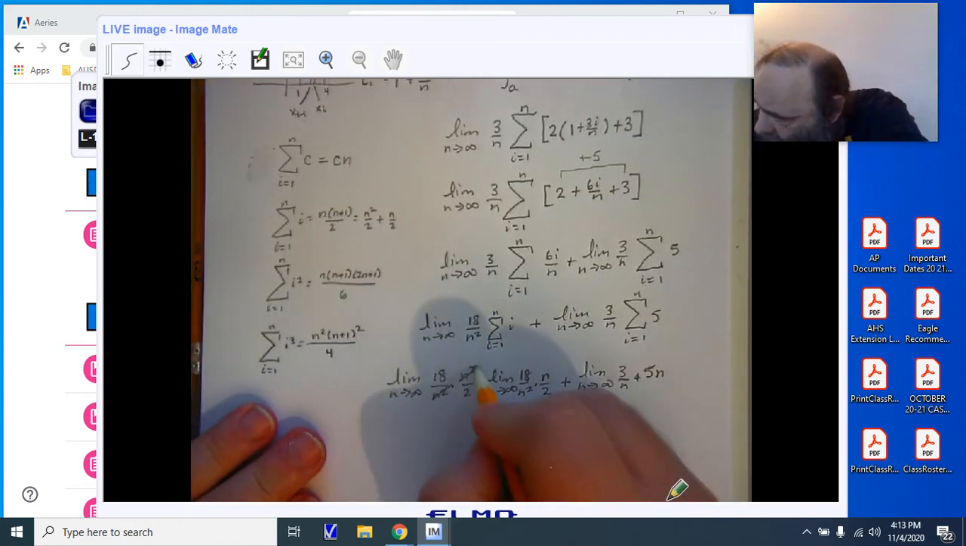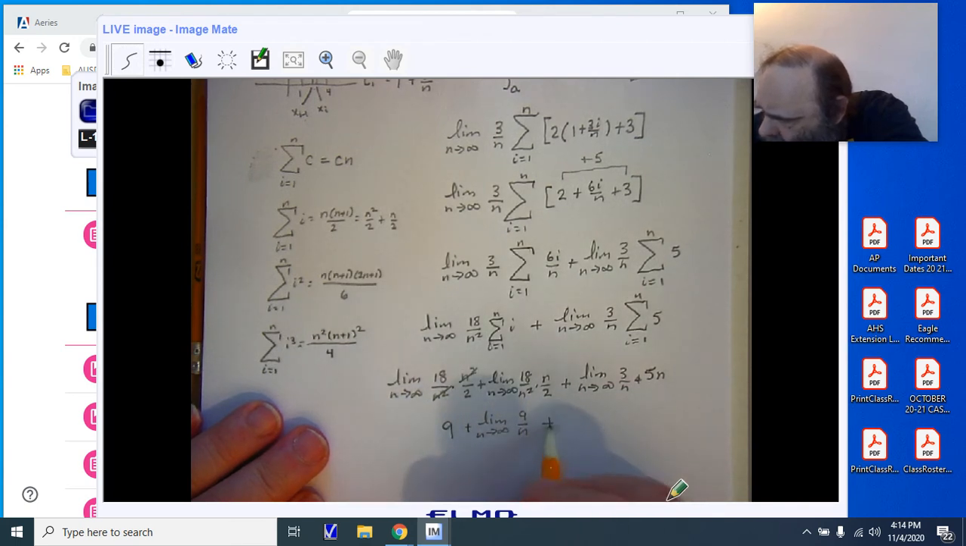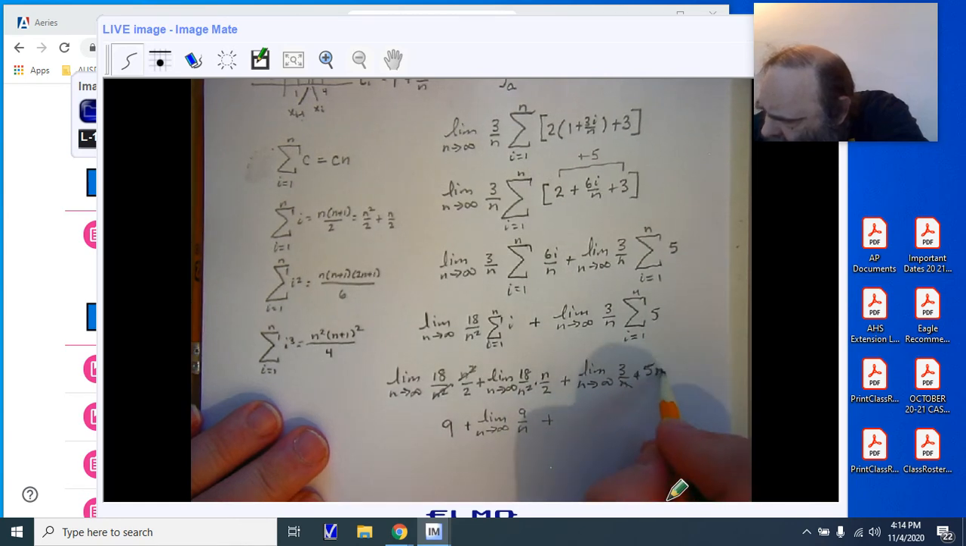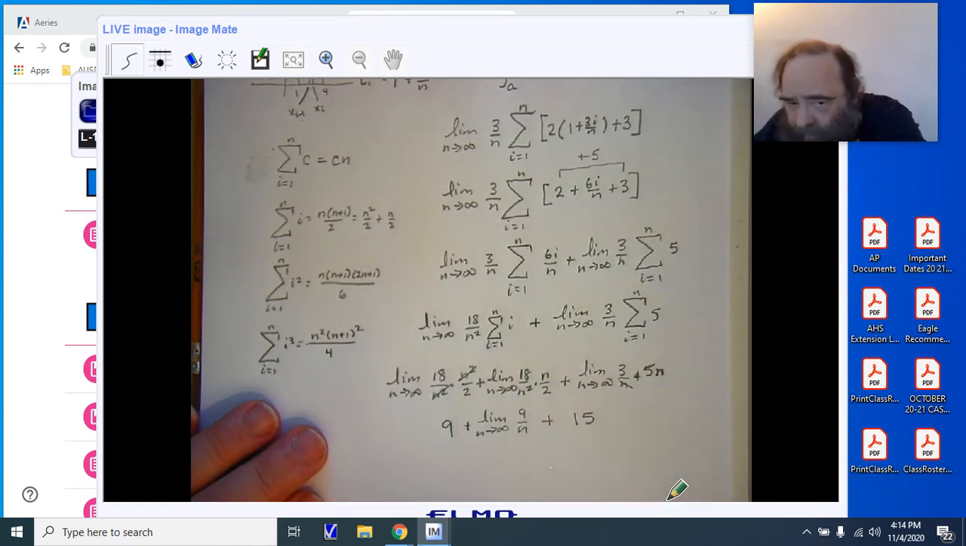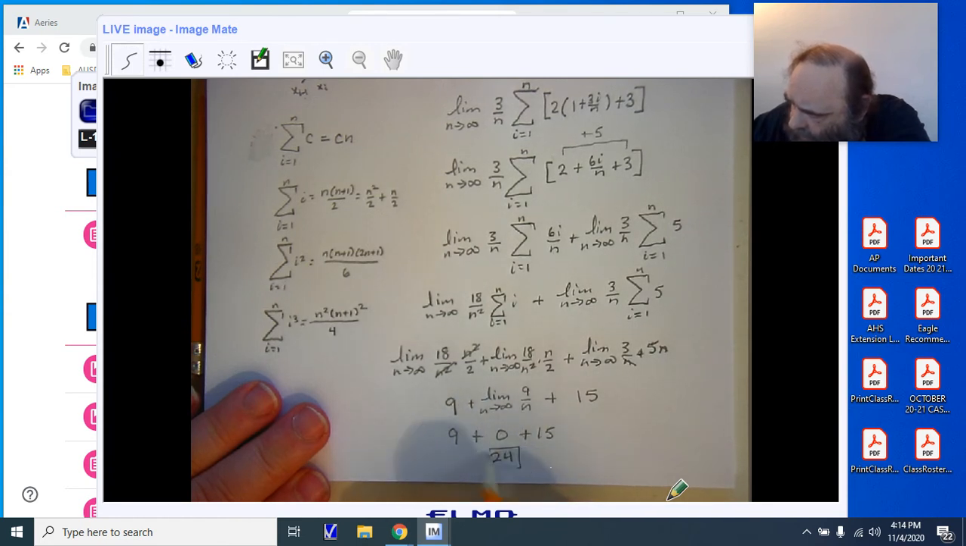Notice this one has them cancel, leaving us with 9, and the limit of a constant is the constant. This one, however, leaves us with the limit as n approaches infinity of 9 over n. And this one has the n's canceling, leaving me with 15. Now we can all clearly see that this has to go to 0. 9 plus 0 plus 15, leaving me with 24. The limit form will identify the area under the curve as 24.